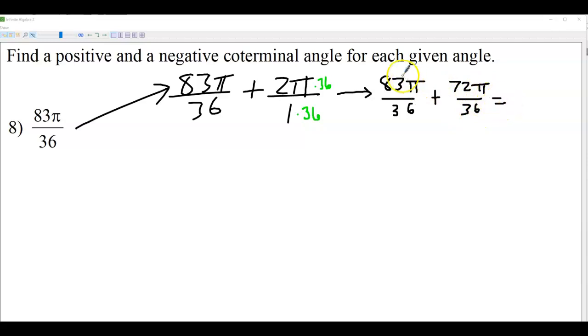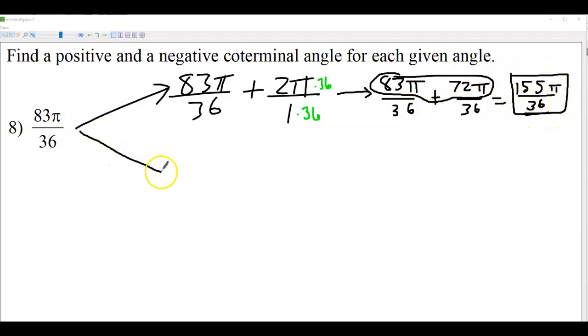And of course, we're going to go ahead and combine these now. So that's going to be 155 pi over 36. Okay, so I don't know, can this be reduced or not? Well, I know that 36 can be divided by 3, by 6, by 2, by 12, by 9, by 4. I don't think any of those go into 155, so I'm pretty sure that's just going to stay just like that. But you can always use a calculator check to make sure. All right, so that's my positive coterminal angle.